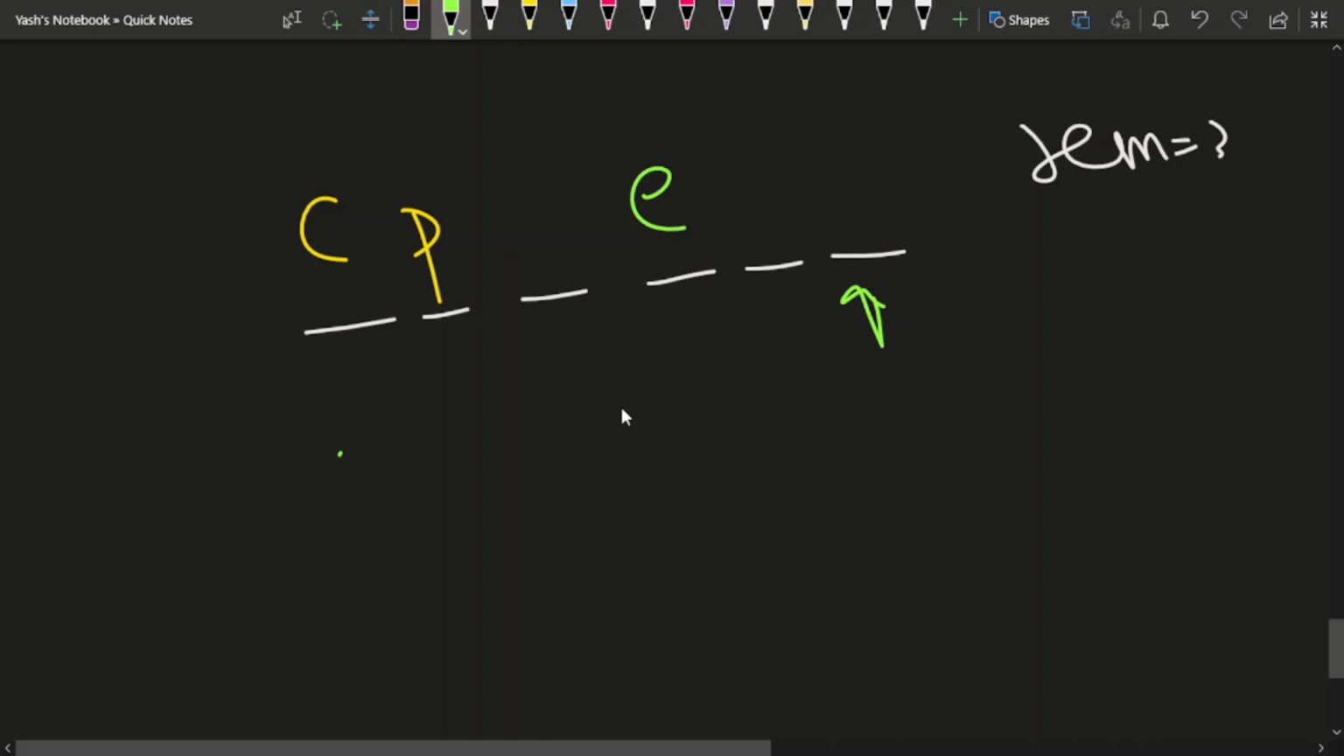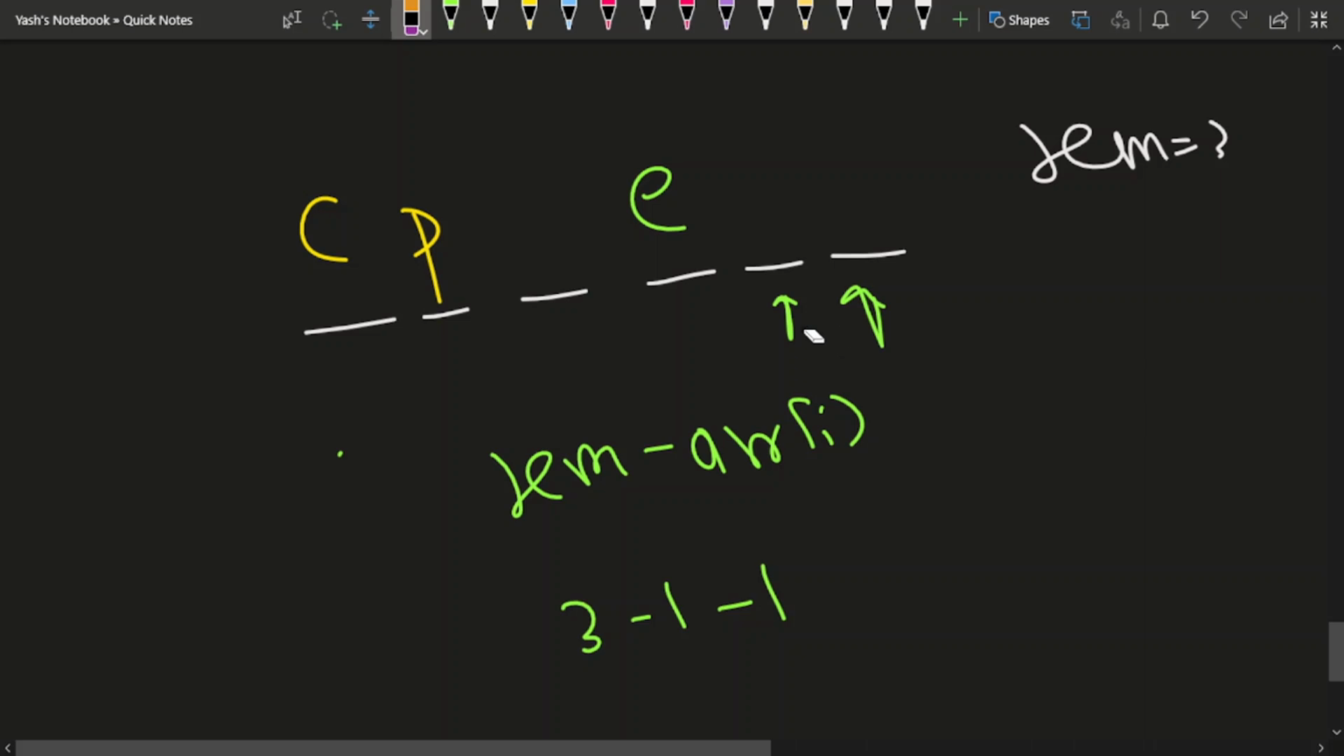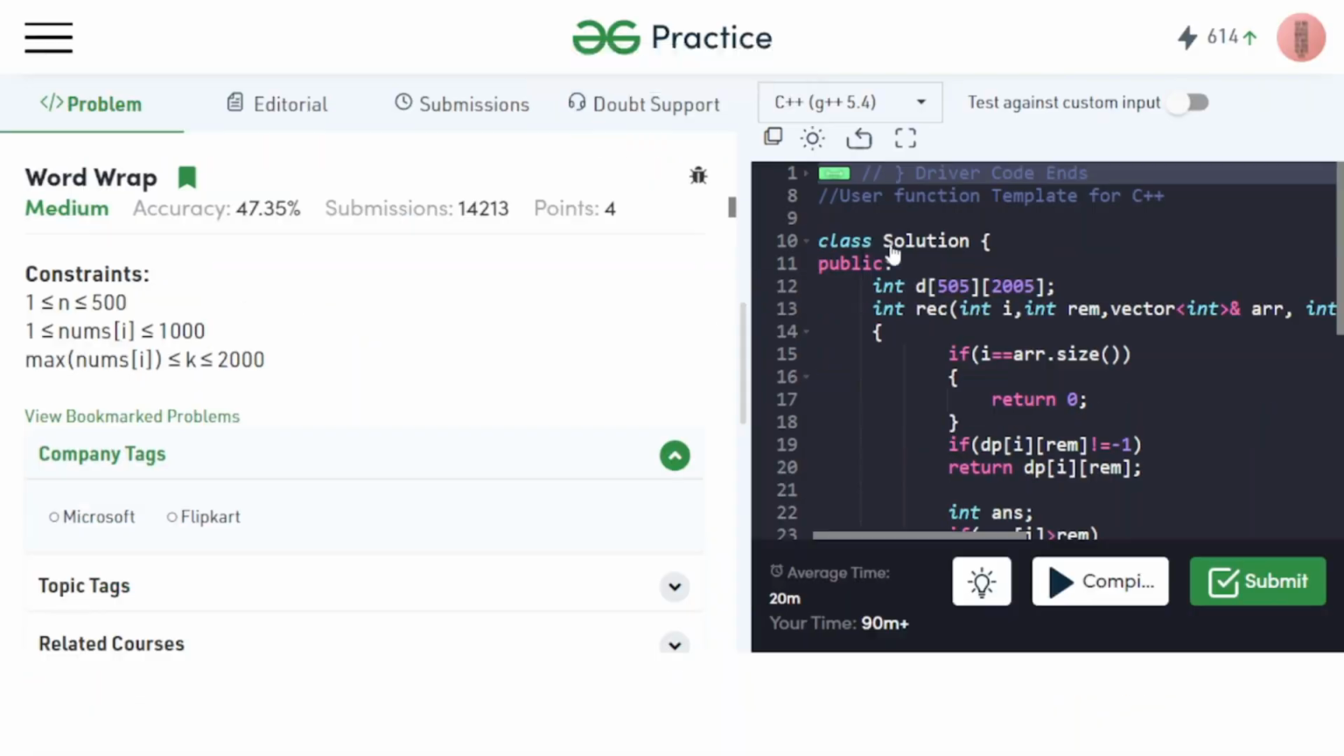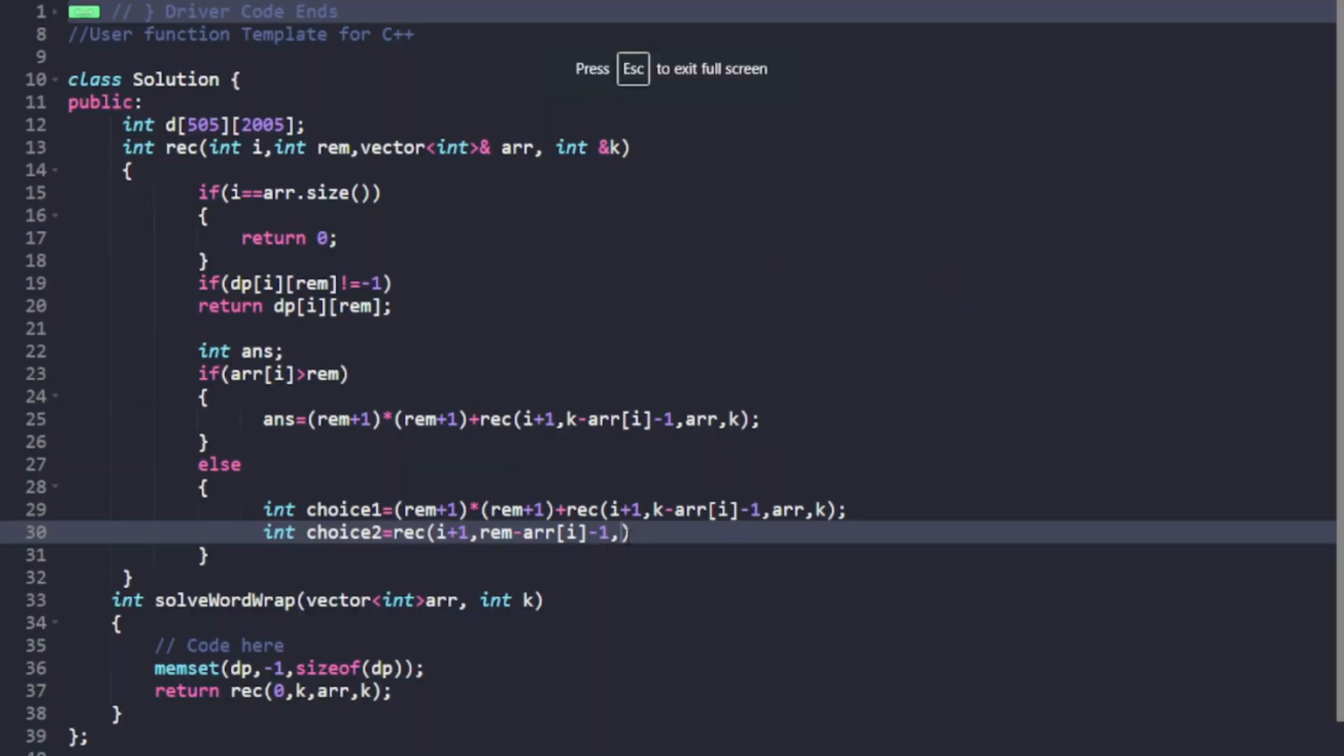Because you will start from here, right? So that is nothing but remaining number of spaces minus array of i, that is the size of the ith word, that is nothing but this, so its size is 1, so 3 minus 1 minus 1 I have to do, because I have to also mark this as empty, right? Because if I'm putting a new word, I have to put it by taking one space, right? So that's why remaining minus array of i minus 1 I'll be passing if I'm putting it in the same line, right?